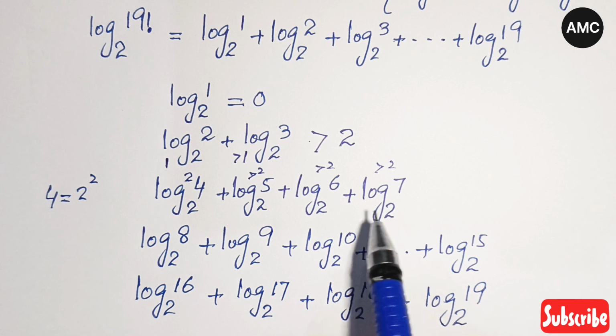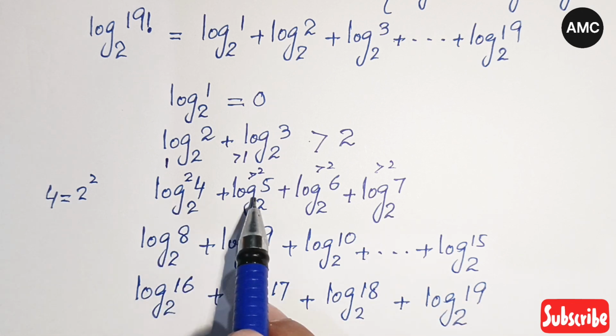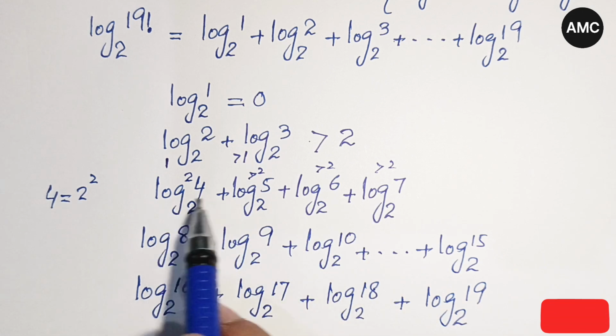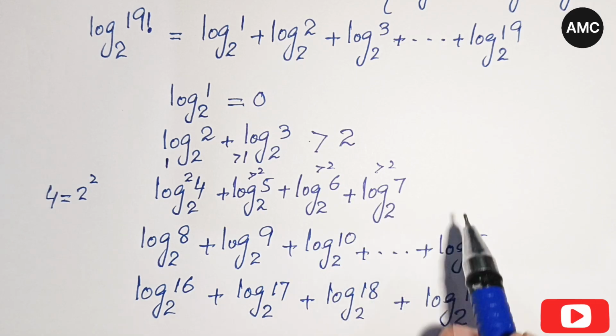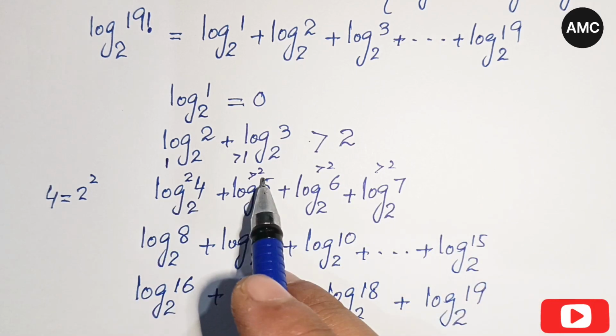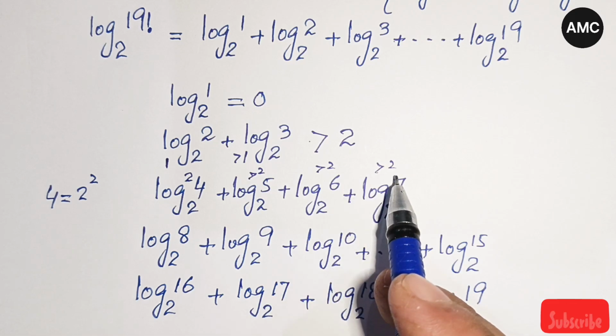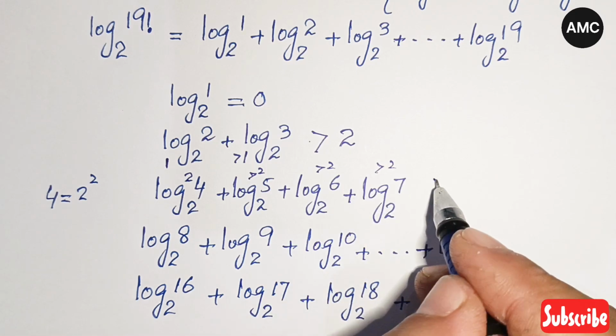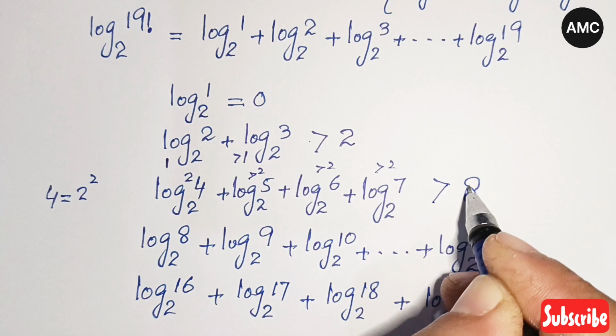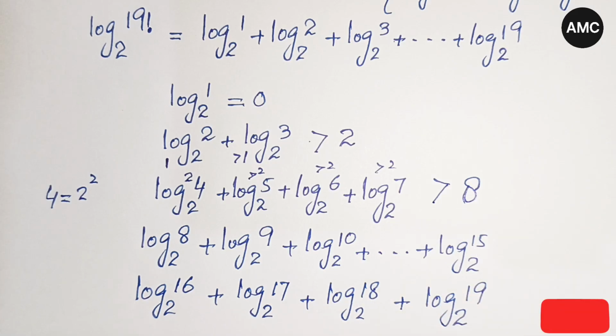So here we have 1, 2, 3 and 4 terms, and all these are greater than 2. Then we just write 2 plus 2 is 4, plus 2 is 6, and plus 2 is 8. So it is greater than 8. Here we get 8.